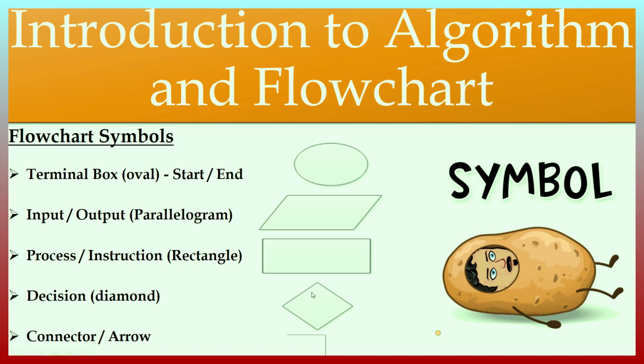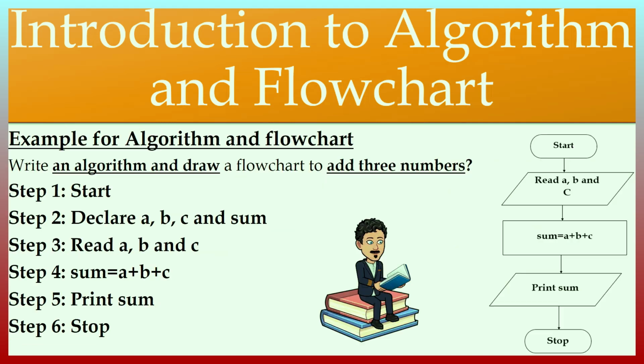So whenever there is an if condition in your algorithm, the step is to be replaced by the decision symbol, that is the diamond. Next comes the connector and arrow. It explains the flow of the flowchart, right? Where it starts, where it ends, where it goes can be explained by using this arrow mark, or it is called the connector.